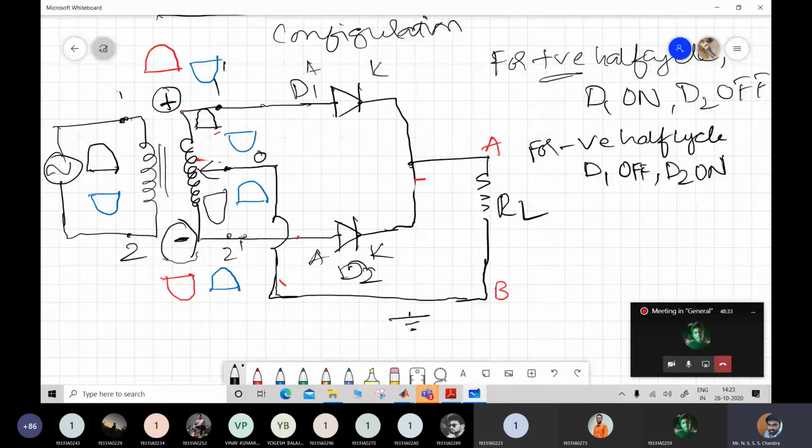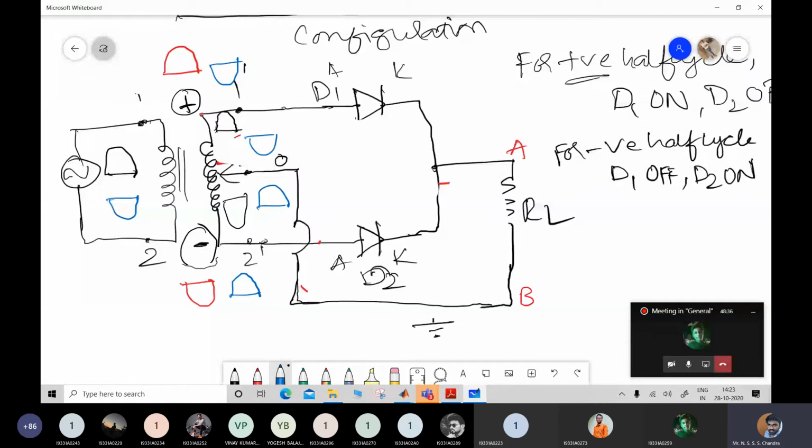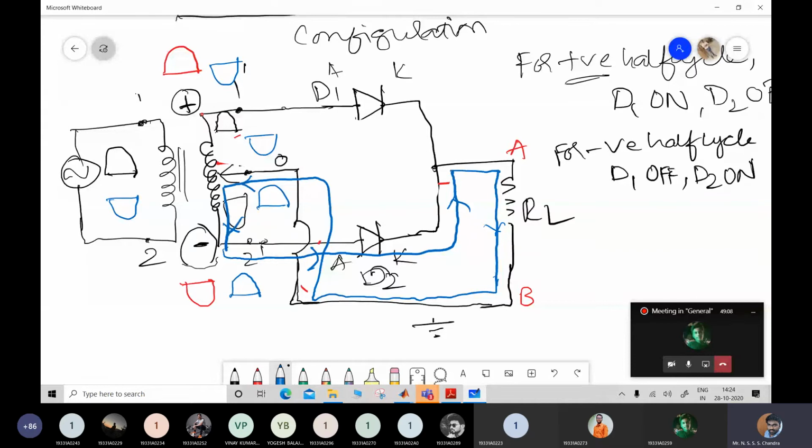I'll use this pen. So from the transformer secondary to the diode, from the diode D2, again to the terminal A, from terminal A to the load resistor RL, from load resistor RL to terminal B, from terminal B again it will go to the center tap of your transformer, and then the circuit is completed. Okay, so can you see this diagram, the blue path?